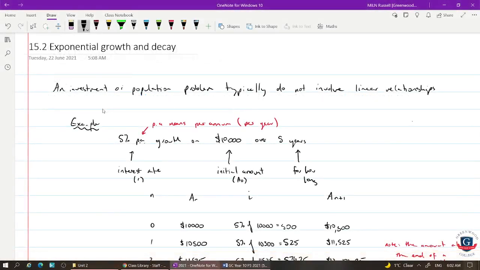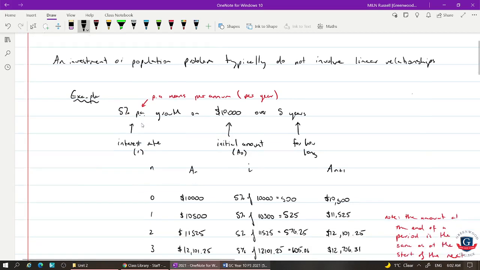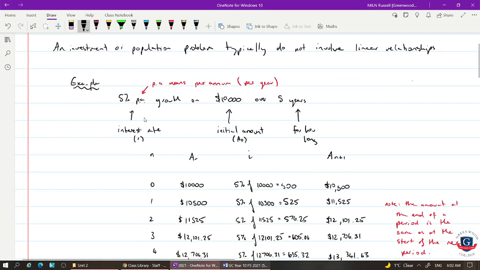Hi everybody, today we're going to look at exponential growth and decay, and they typically work with problems that are either investments or population, and they typically don't involve linear relationships. They're an exponential relationship. So here's our first example. We've got $10,000 that's increasing at 5% per annum, where per annum means the growth per year, over 5 years. So it's going to compound 5 times.